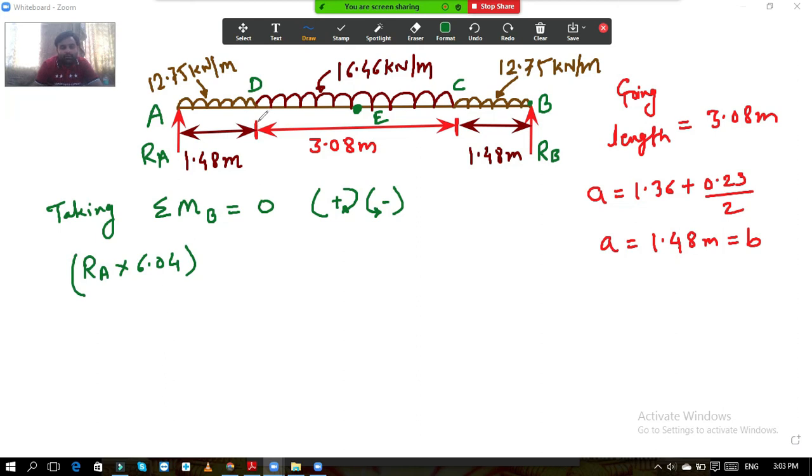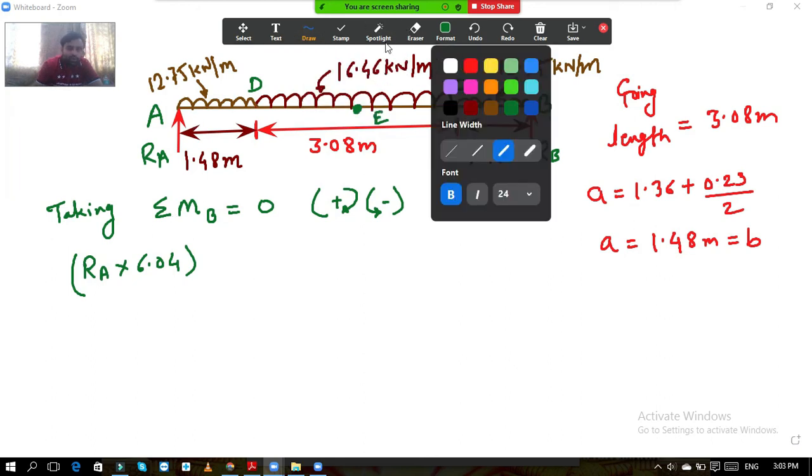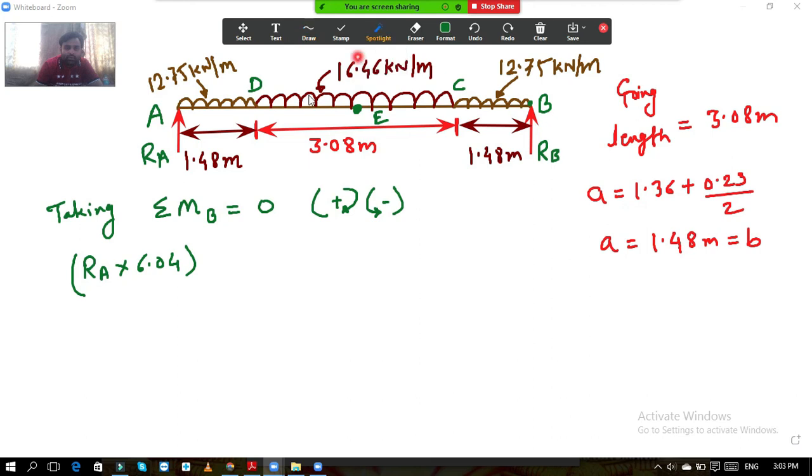Then this UDL, convert this UDL into the point load, and it is moving downward. RA is moving upward, so this will rotate in clockwise direction. And this UDL will rotate in anti-clockwise direction. So it is minus 12.75 into 1.48. Now what is the distance of this force?